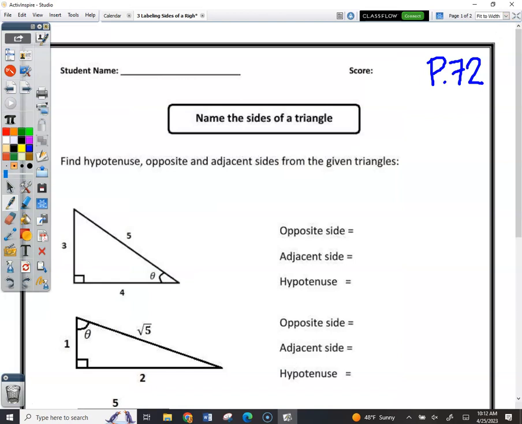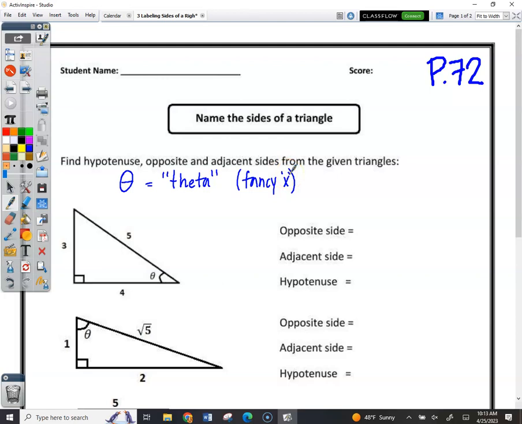If you look, it says find hypotenuse, opposite, and adjacent sides from the given triangles. There's a symbol on here that you've never seen before. It's what looks like a slanted zero. I want you to copy it right here. It is a little slanted zero, but then it has a horizontal line through it. It is an actual letter from the Greek alphabet. It stands for the word theta. Don't let that word bog you down. Y'all, it is a fancy X. That's all it is. It is a fancy X. Okay?